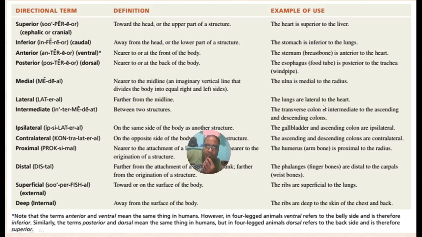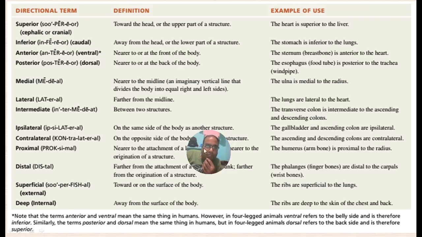So both sides. Intermediate is between two structures. When we are talking about any structure which is present in between two others, we will use the term intermediate. The transverse colon is intermediate to the ascending and descending colon. This is an example of the position of the transverse colon. We will use the term intermediate for the transverse colon, that is, the transverse colon is intermediate, between two structures, the ascending and descending colon.